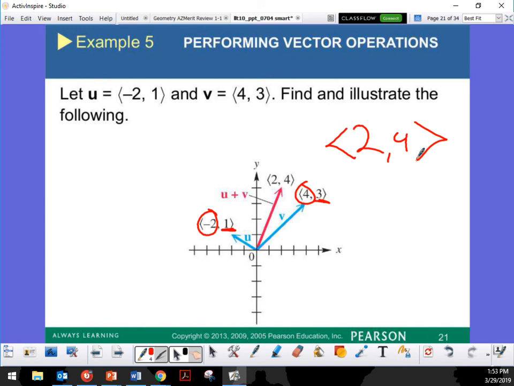Or we could do it tip to tail. Here's tip to tail. So I'm going to combine these. I go this way first. Now, you're giving someone directions. Where do you go from here? That way. So now you go left 2, up 1. Left 2, up 1. That's tip to tail.